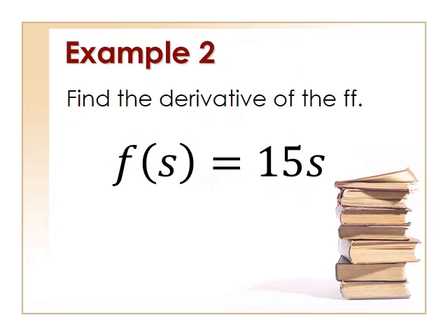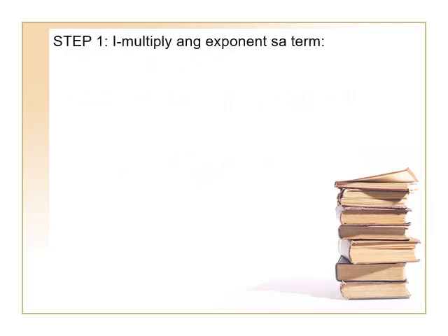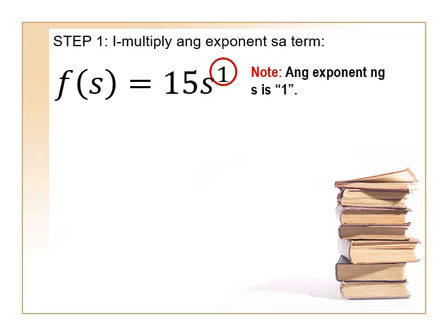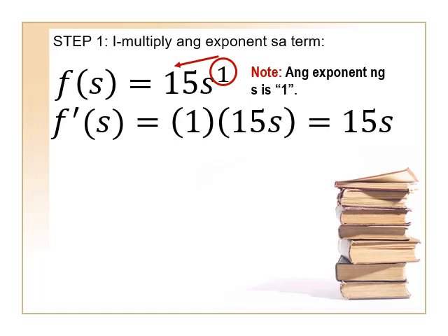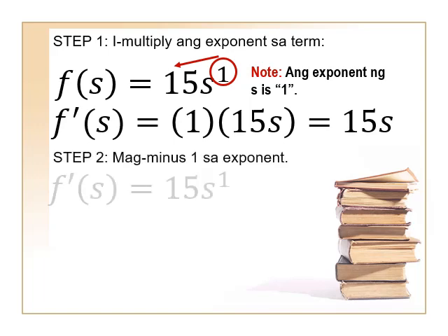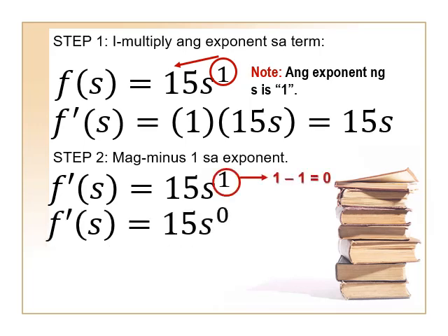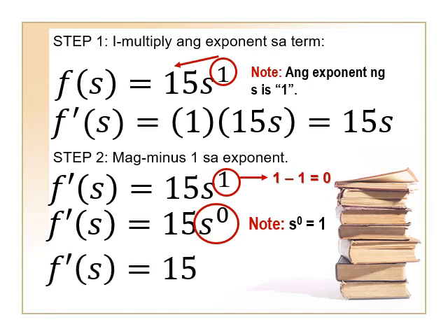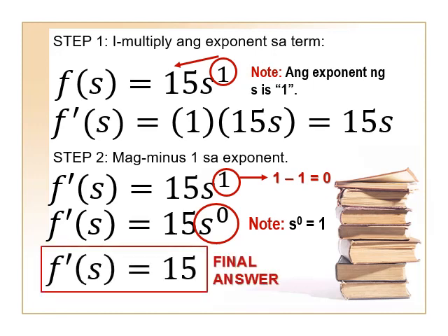Let's have another example. So, find the derivative of the following. F of s is equal to 15s. So, step 1, i-multiply yung exponent sa term. So, we have 15s raised to 1. So, parang yung first case kanina. So, yung exponent natin, i-multiply natin sa 15. Kaya magiging 15s. And then, minus 1 sa exponent. So, ano ba yung exponent natin? So, 1. So, 1 minus 1 again is equal to 0. Kaya magiging 15s raised to 0. But remember that s raised to 0 is equal to 1. Kaya, f prime of s is just equal to 15.